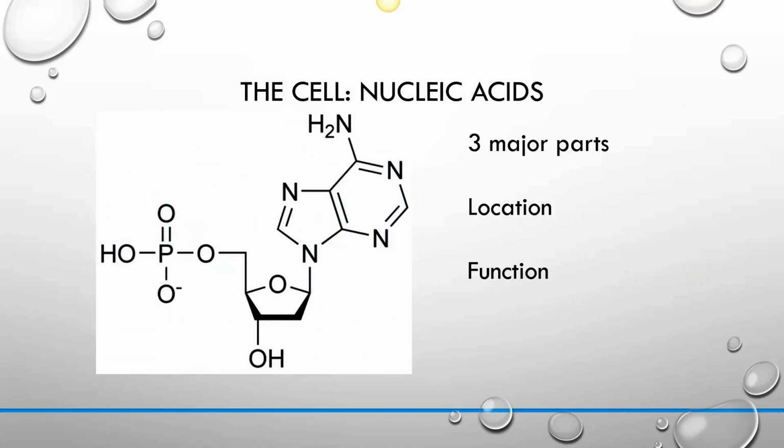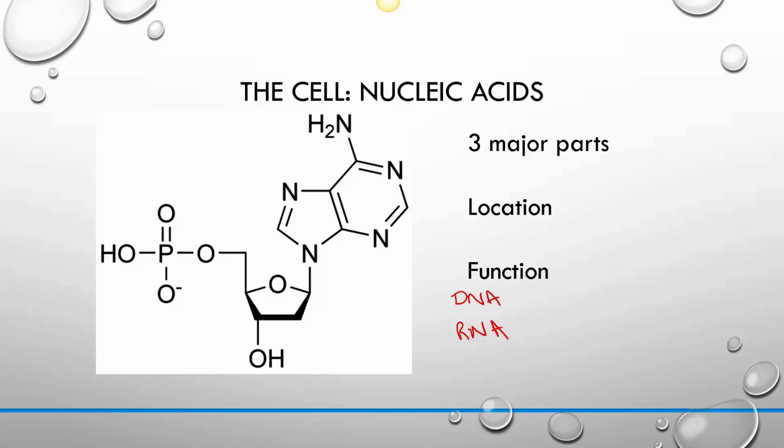Nucleic acids. So nucleic acids are the building blocks of DNA and RNA. So they're located either in the nucleus or floating around in the cells. Sometimes they're associated with ribosomes. And their function, well, DNA stores all of the genetic material in an organism, while RNA is more directly associated with protein production. And we'll get into that in a little bit more detail later on, but this is the basic structure of nucleic acid.